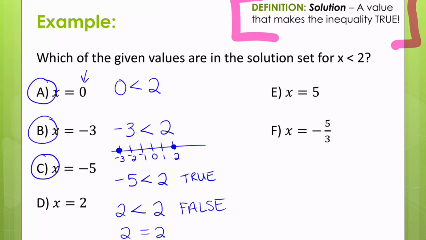Then I have x equals 5. Again, I'm going to plug it in. Is 5 less than 2? Nope. That also is false. Pretty easy to see there.